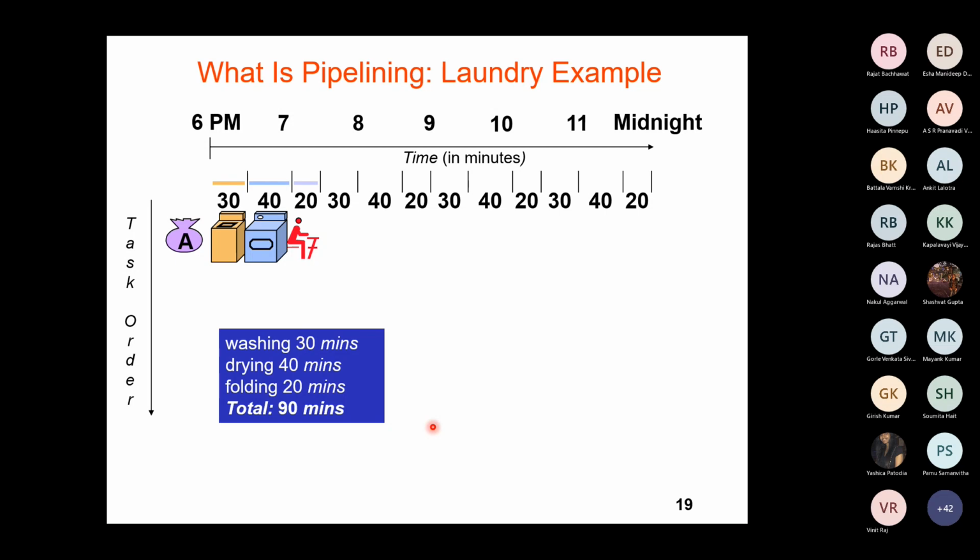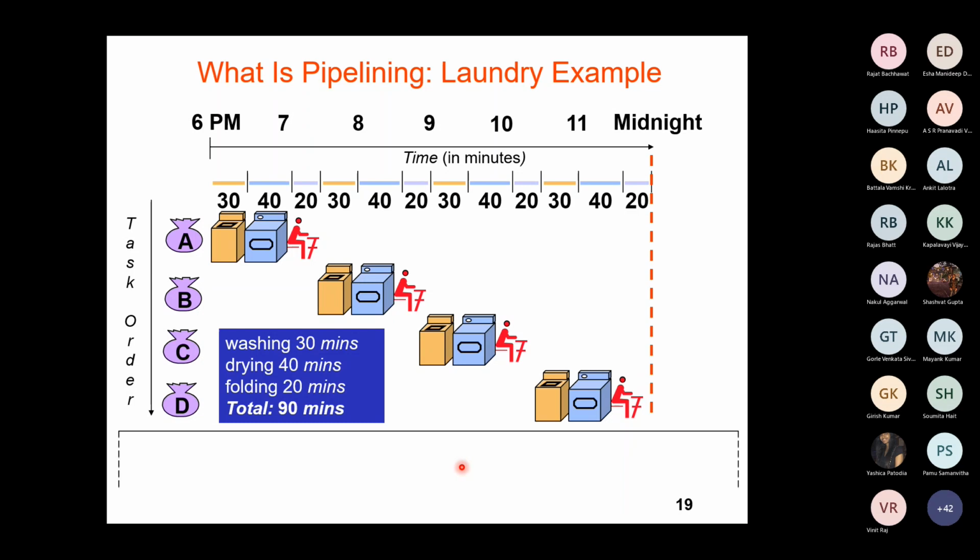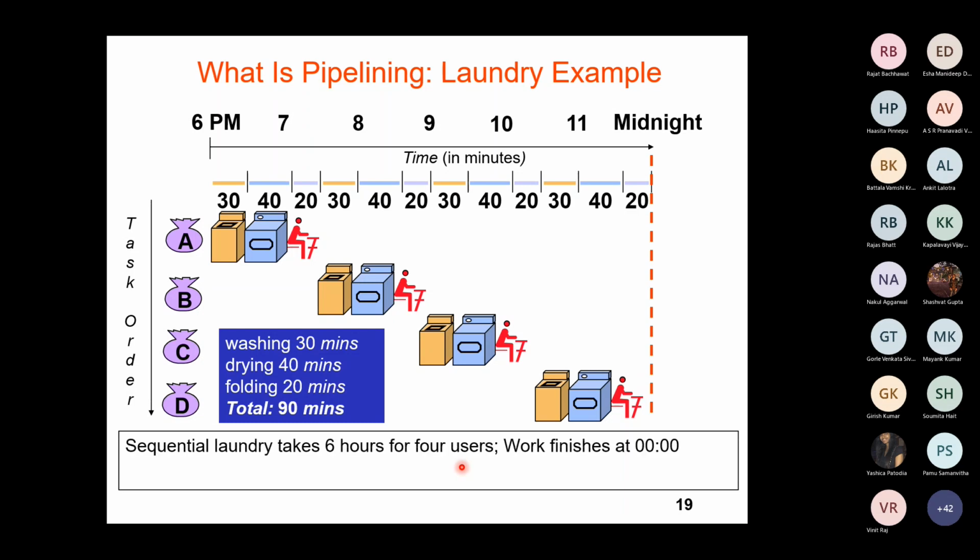Once student A finishes, student B arrives, and he or she does the same thing. Again it takes 90 minutes, and for student C another 90 minutes, and student D another 90 minutes. So 90 times 4, right? So how many hours does it take? It takes 6 hours to finish the job.